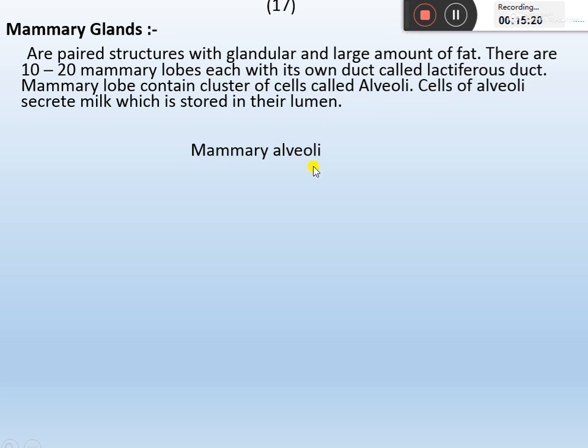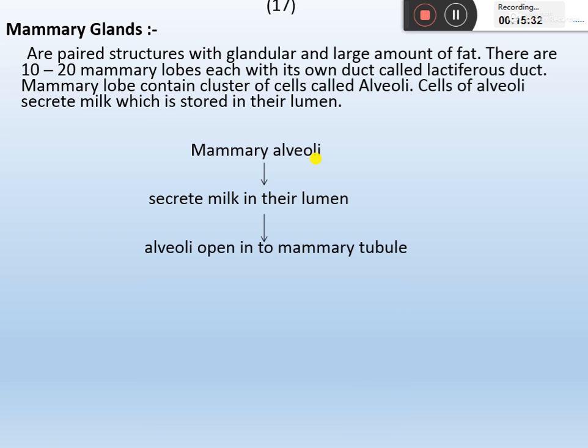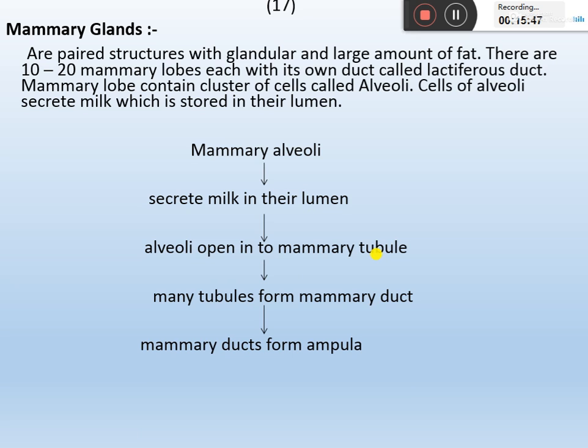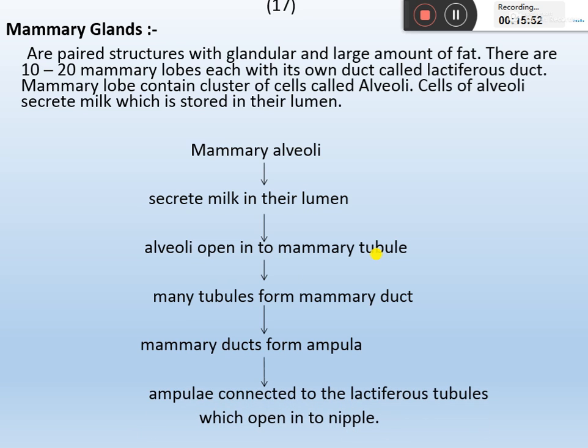So mammary alveoli, which are present in the mammary lobes, secrete milk in their lumen. This milk passes into the mammary tubule. Mammary tubules together form a mammary duct. All the mammary ducts form the ampulla, and many ampullae together form the lactiferous tubules which open into the nipple.